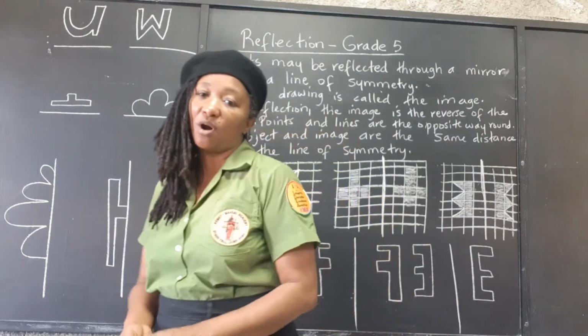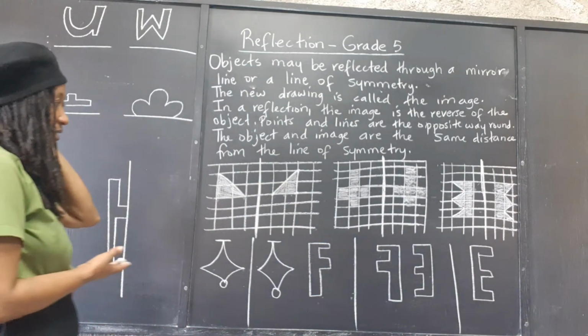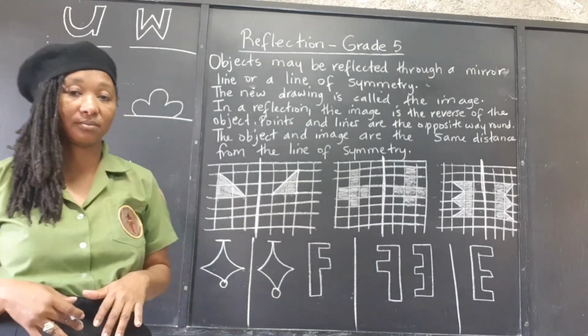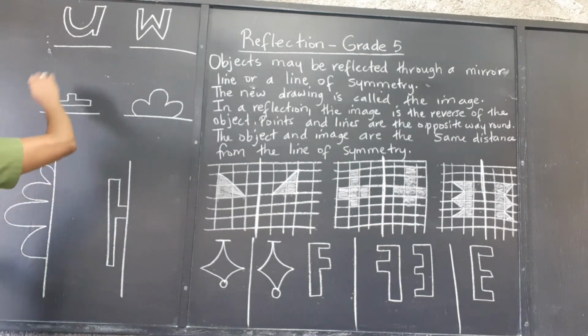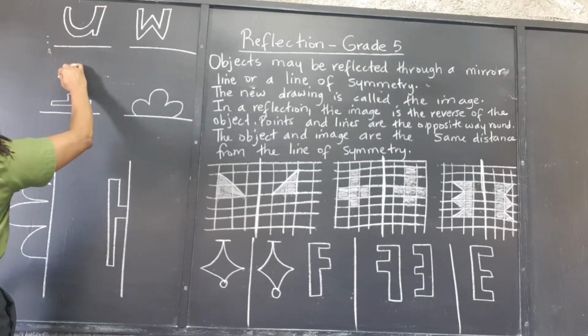So let's look at some horizontal lines of symmetry. In these ones, top and bottom will reverse. What's on the top will be on the bottom. So we're going to reflect the U. Okay, so it's going to curve like that.